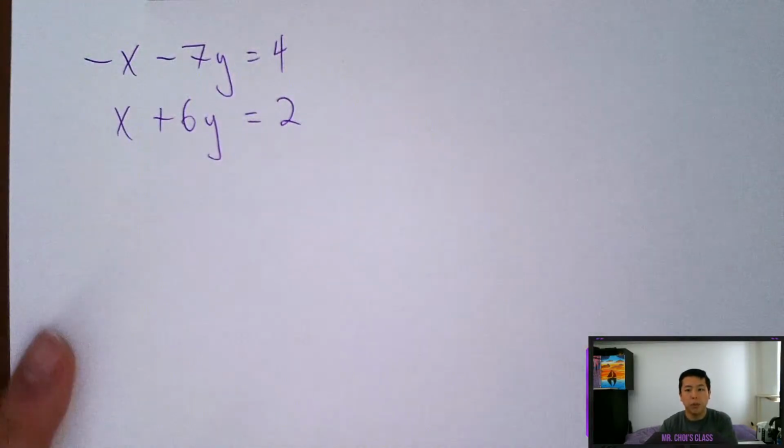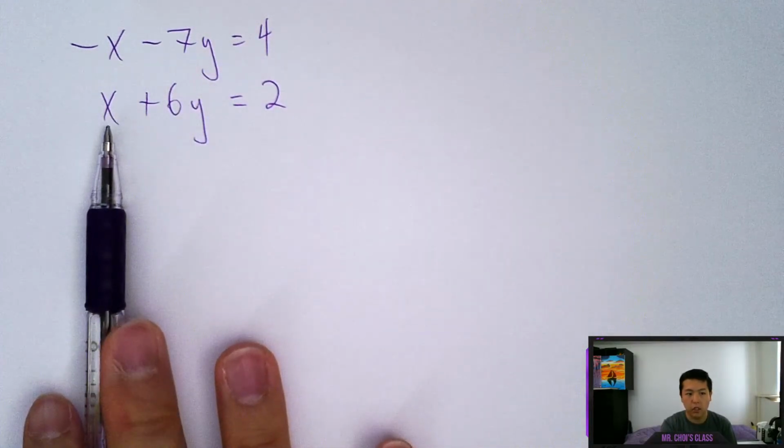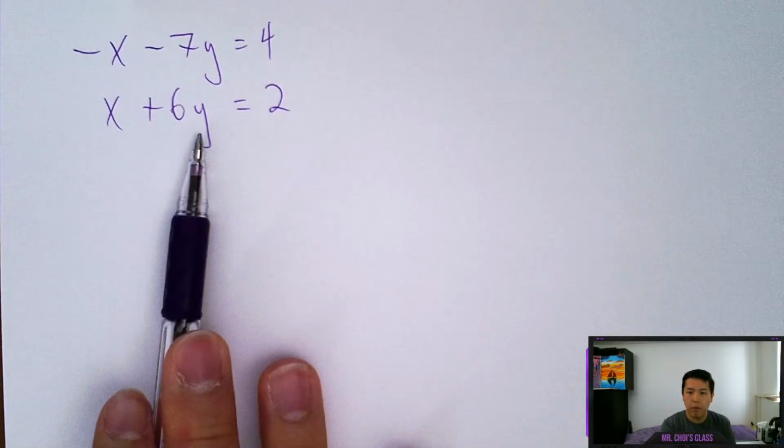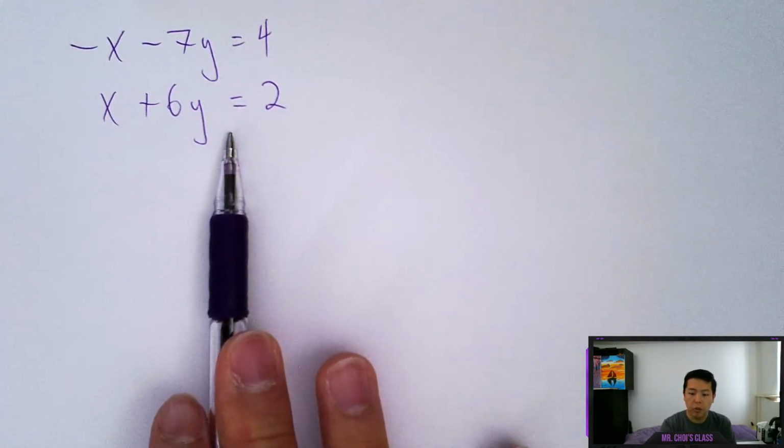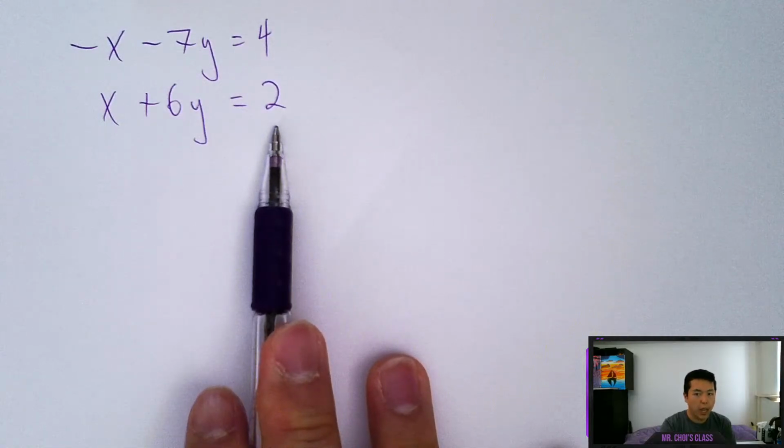So if I give you something simple like this, first step is to check, is everything lined up? Is x on top of x? Is y on top of y? Is the equal sign on top of the equal sign? Is the number on top of the number? And going across, yes, x is on top of x, y is on top of y, equal is on top of equal, number is on top of number. So that works, right? We have everything lined up.